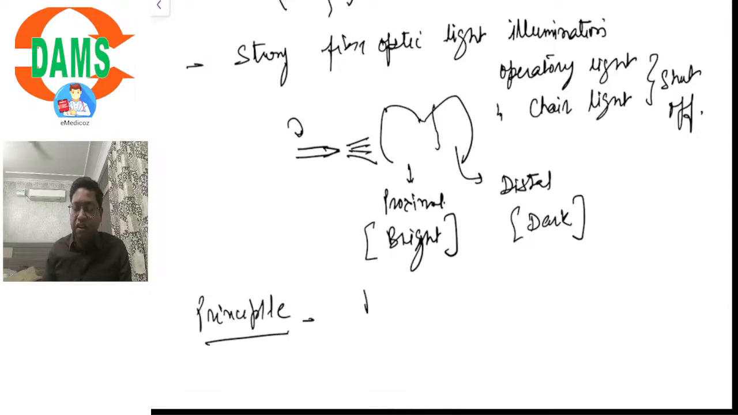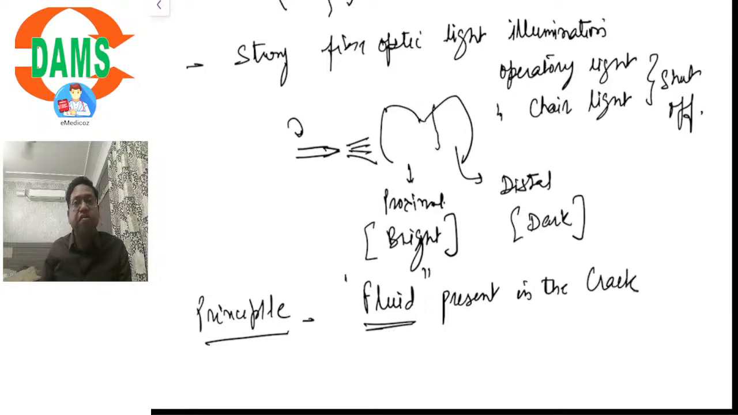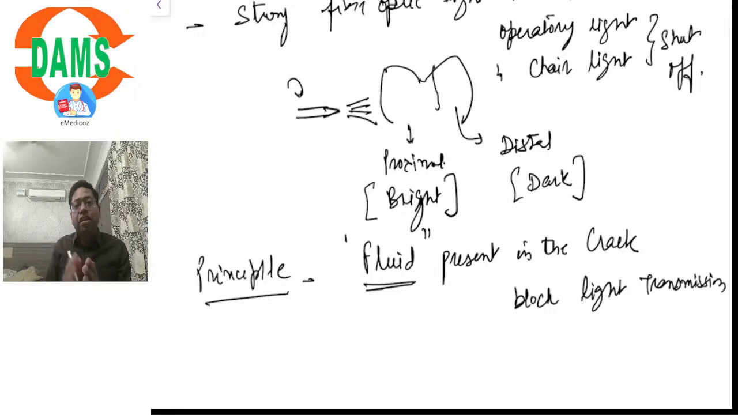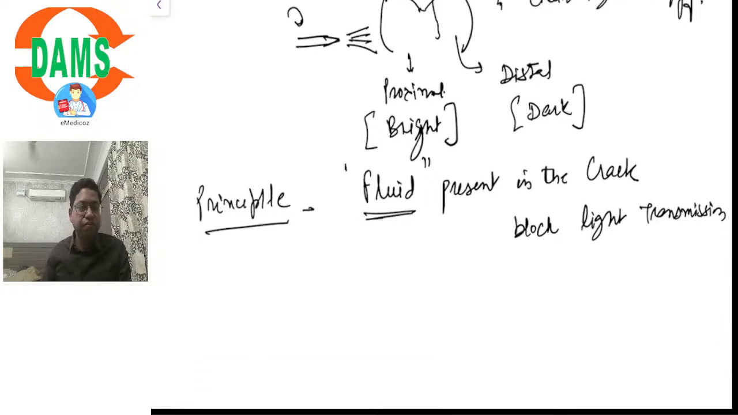What is the principle for this transillumination test? There is always fluid present in the crack. We know that the tooth is present in the oral cavity, saliva is there, other fluids are present. This fluid present in the crack blocks light transmission. So the part distal to the crack becomes dark and we can visualize the crack in this manner. This is known as the transillumination test, staining and transillumination.